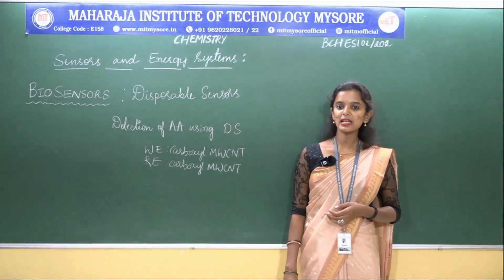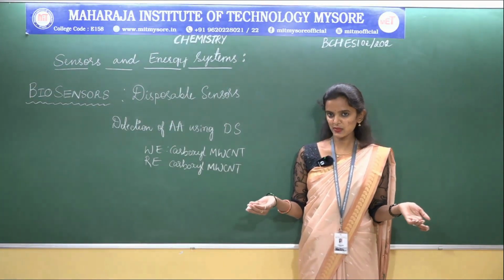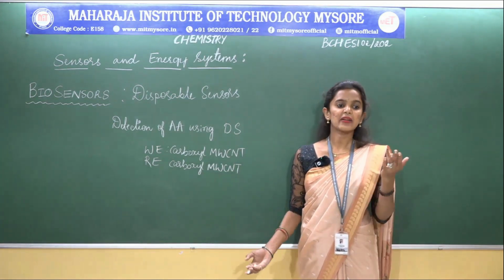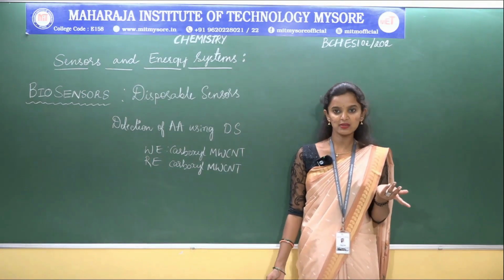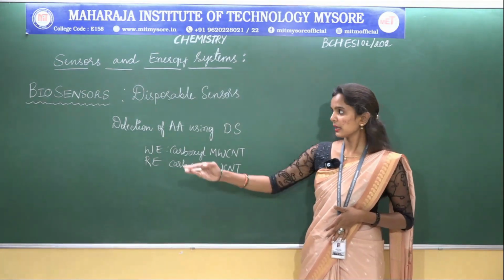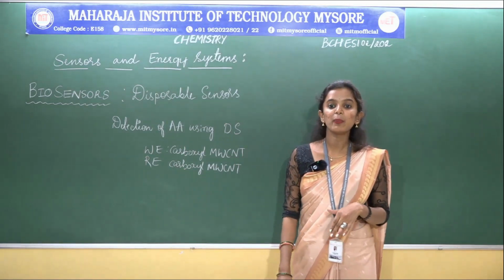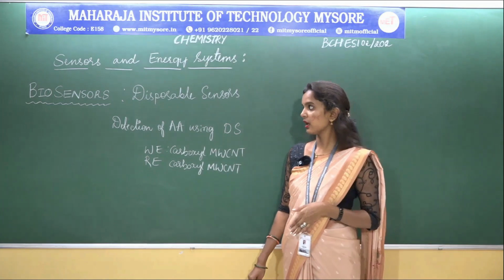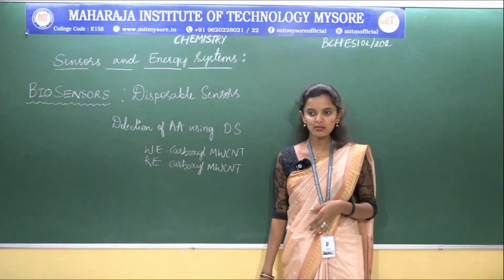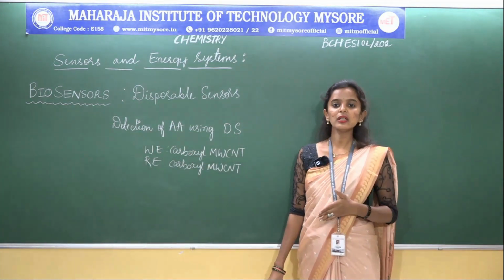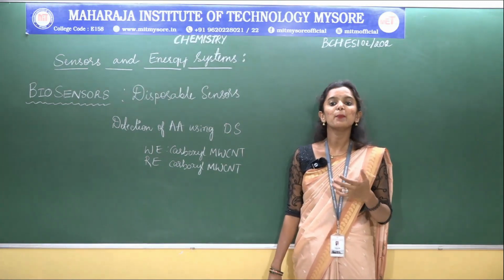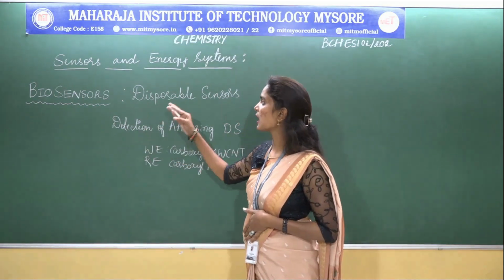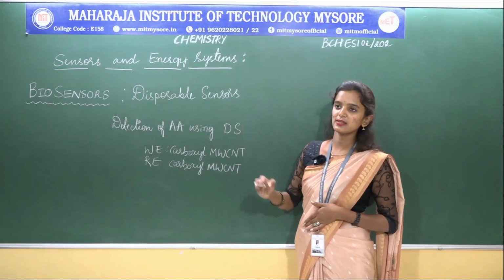We know sensors are classified into chemical sensors as well as biosensors. Based on the origin, if they are from chemical origin, they are termed chemical sensors. If they are from biological origin, they are termed biosensors. So these are the type of sensors which have biological origin and they can detect and measure bioanalytes. Biosensors are the type of sensors which are of biological origin and they can detect and measure bioanalytes. So examples of biosensors are use and throw or disposable sensors.